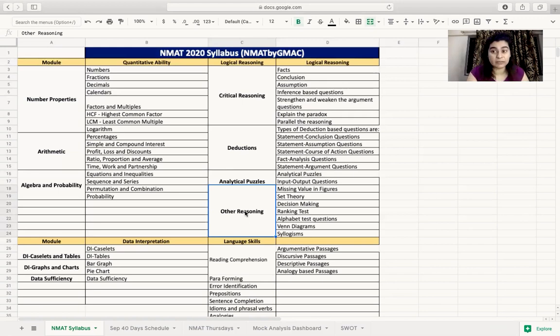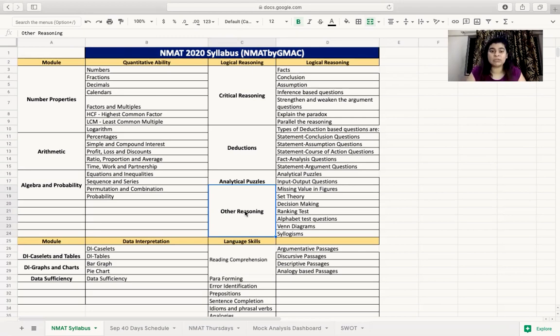Then you have set theory, decision making, which used to come in ZAT. You have to study that also right now. Ranking test, this can also involve alphabet series questions, syllogisms, Venn diagrams, and all of them. Now, if I see some peculiar topics like blood relations, direction sense, coding, decoding missing out here, I can still have questions of these combined into a puzzle and put as an analytical puzzle. So do study these topics also.